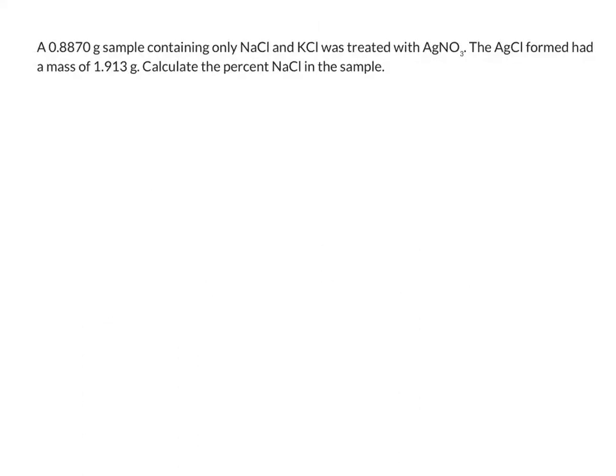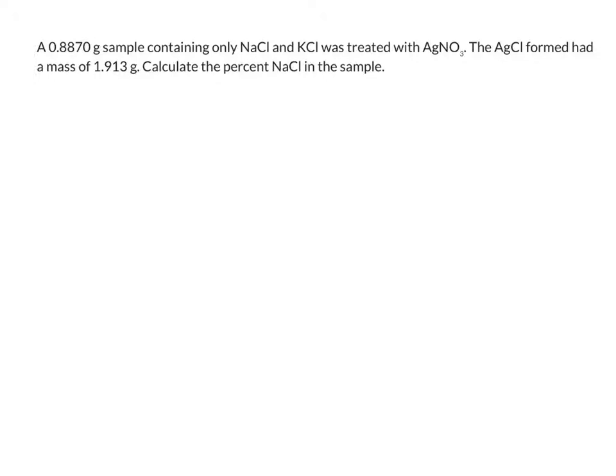Our last problem is definitely the hardest one I'm going to show you. It says a 0.8870 gram sample containing only sodium chloride and potassium chloride was treated with silver nitrate. The silver chloride formed had a mass of 1.913 grams. Calculate the percent sodium chloride in the sample.